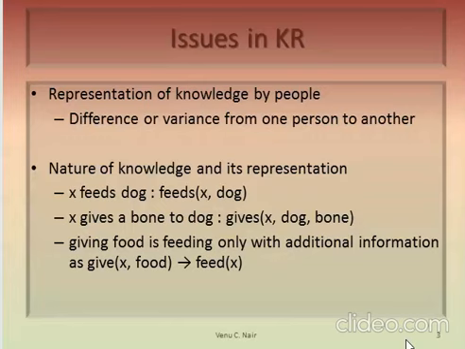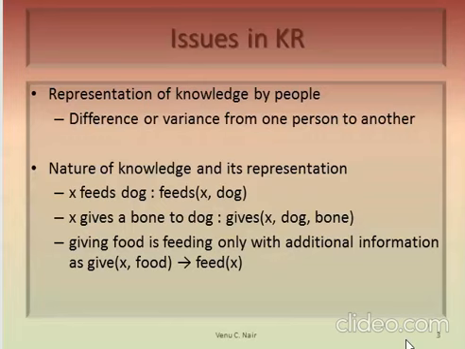There are variations in the nature of knowledge. Let us see with an example. Suppose X is a person. Consider X as a person, and he or she is feeding a dog, and it can be represented using predicate logic as feeds within bracket as arguments X comma dog, meaning X is feeding a dog.